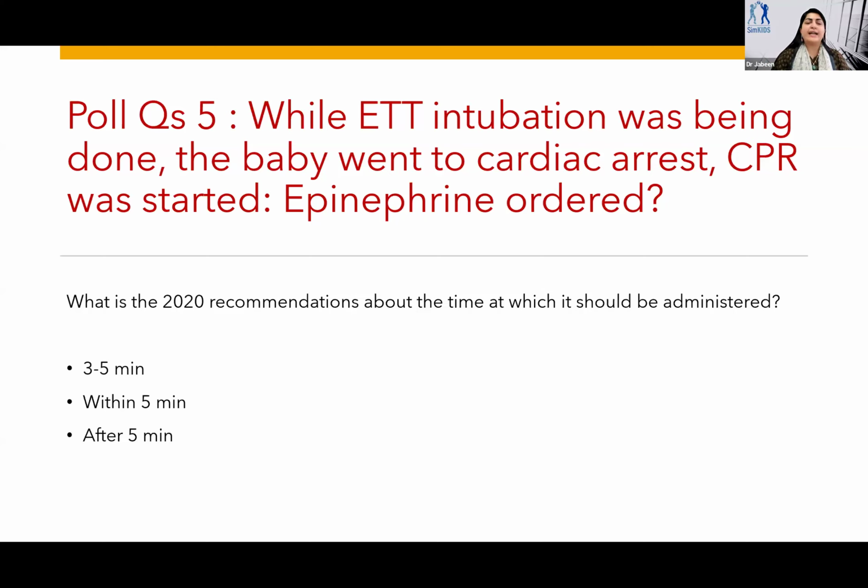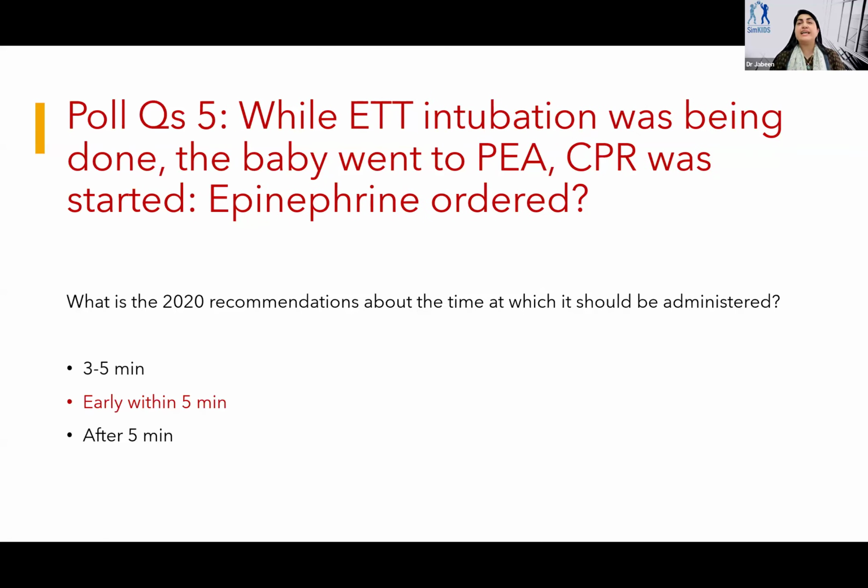So I'm looking at a lot of 3 to 5 minutes. What is now the recommendation is as early as possible. That is within 5 minutes. It is still 3 to 5 minutes, but before it was start CPR and then give epinephrine. I will show you the algorithm where there are changes in the algorithm. But now the recommendation is as early as possible, but yes, within 5 minutes.